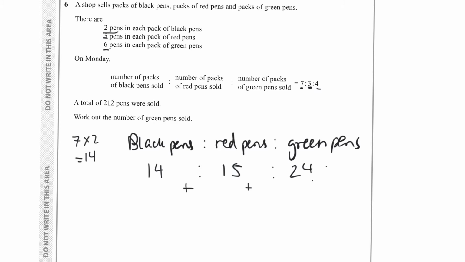Then we're going to add these parts of the ratios together, and your 14 plus 15 plus 24, you should end up with an answer of 53. So that's our total parts of the ratio. We know that 212 pens were sold in total.